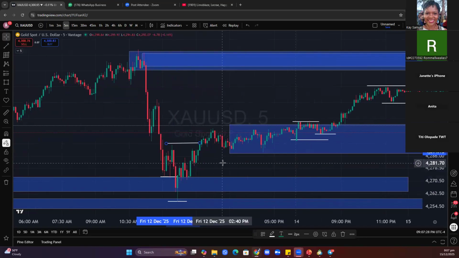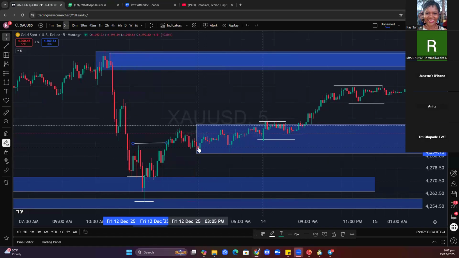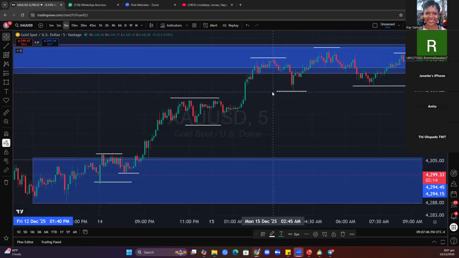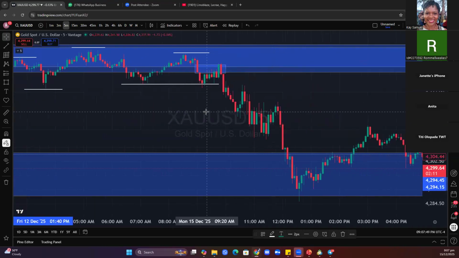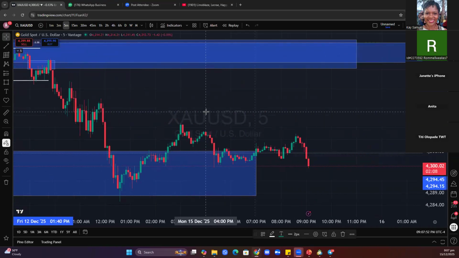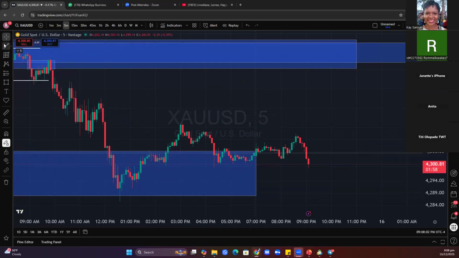Then I would be looking for some type of entry within this area. I don't see anything clean enough. Here is probably the best area, and then you get a buy back up. But as much as possible, you're looking for as clean a setup as possible. So don't get into buys if there's no shift. If the market is coming down, don't try to catch a falling knife. That's what most people be trying to do.